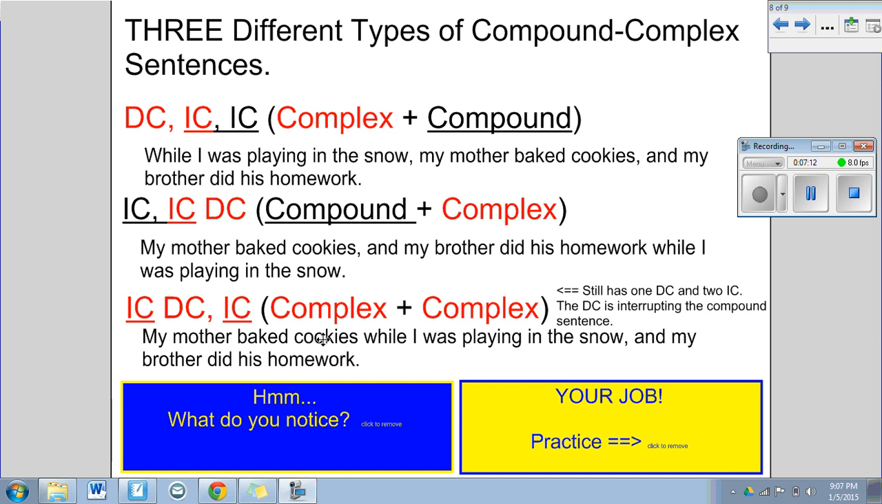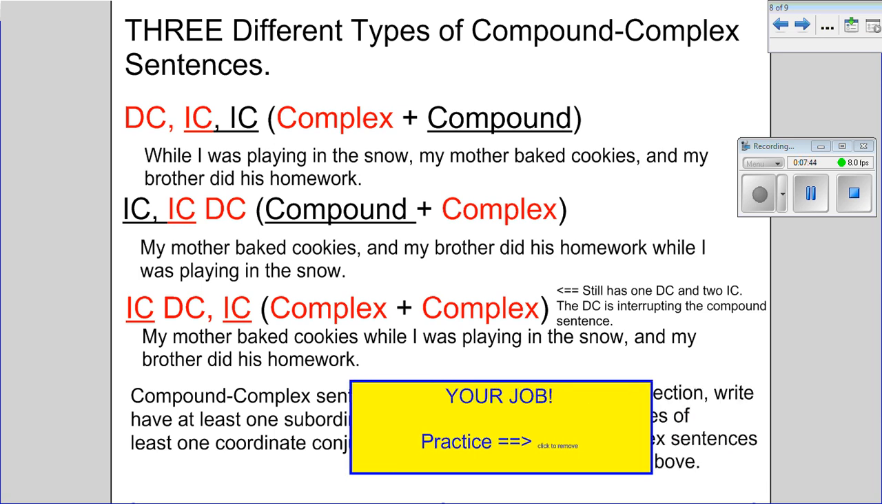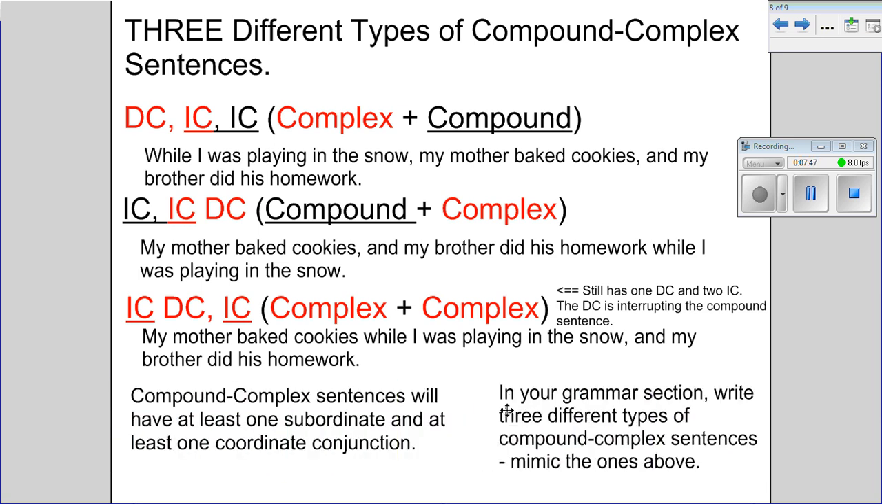In the third one, it looks a little different, but it's still the same rule. You're going to see the first part of the compound sentence, then the complex part, then the next part of the compound sentence, but you still have to have that comma because you have that coordinating conjunction there. So hopefully what you have noticed is that you're going to have at least one subordinating conjunction and at least one coordinating conjunction.